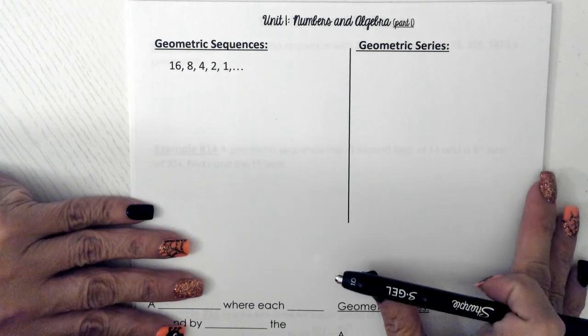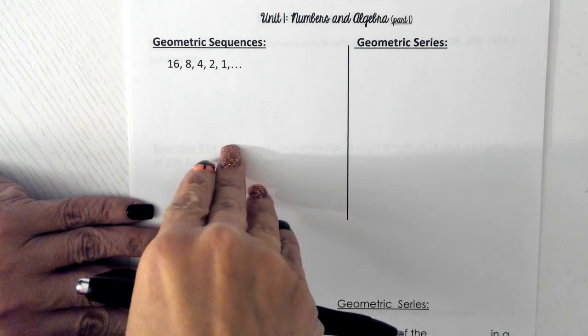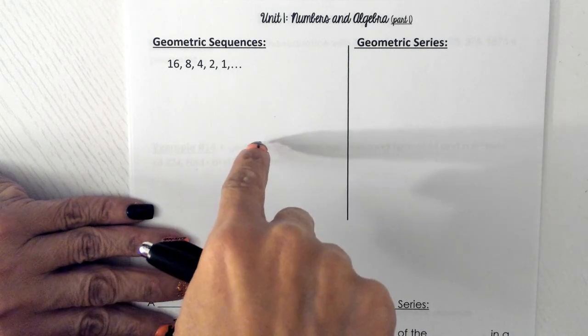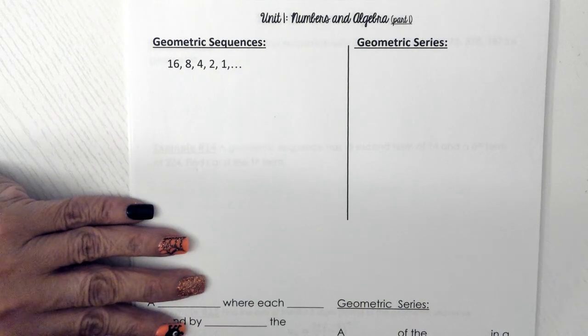Hey gang, so now we're on geometric sequences. Basically the only difference is now we're going to be multiplying that common difference. Now we're going to have a ratio. So I've given you this sequence: 16, 8, 4, 2, and 1.